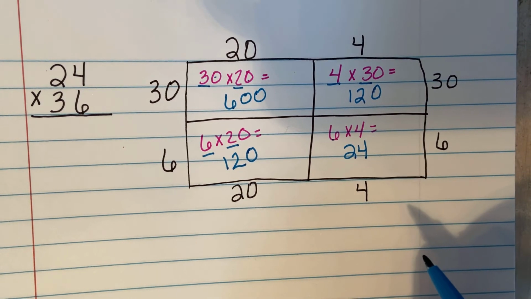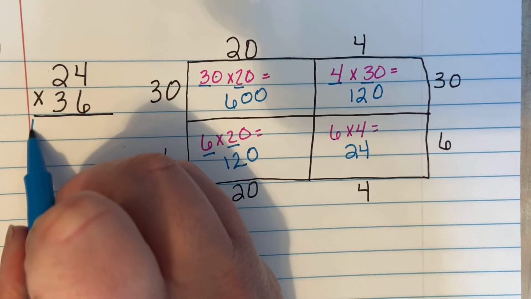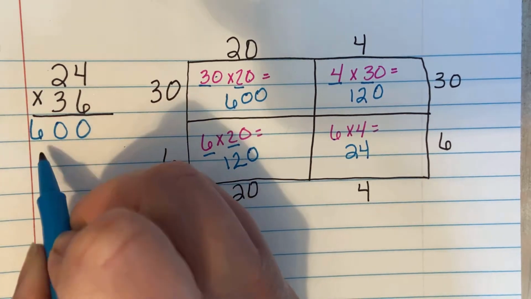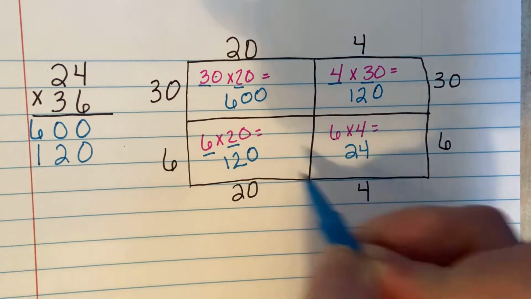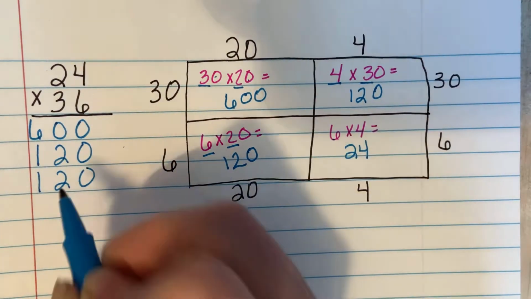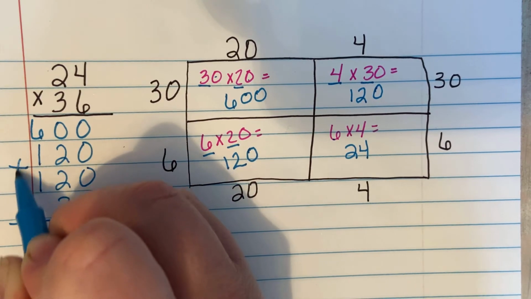Now after I have that completely done, I'm going to bring all my partial products back over here and line them up. So I have 600, I have 120, I have 120, and I have 24. I'm going to add all these together.